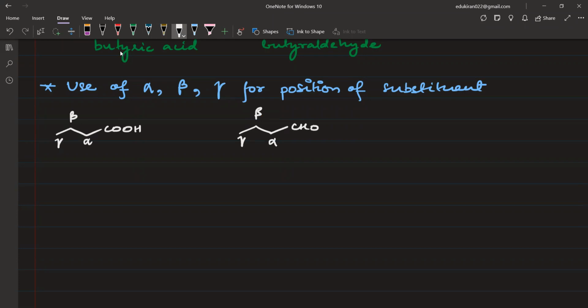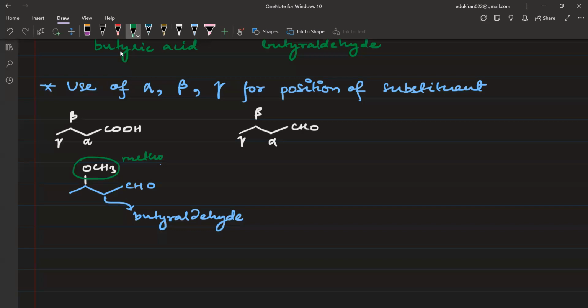Let us suppose we have been asked to write the name of this molecule in common name. If you identify this part, it has 4 carbon atoms, so this is going to be your butyraldehyde. And then we have this part, which is my substituent. It is a methoxy. So beta methoxy butyraldehyde. Yes, correct. Beta methoxy butyraldehyde.